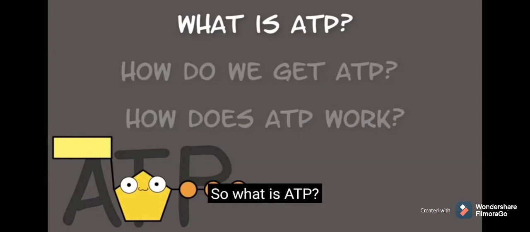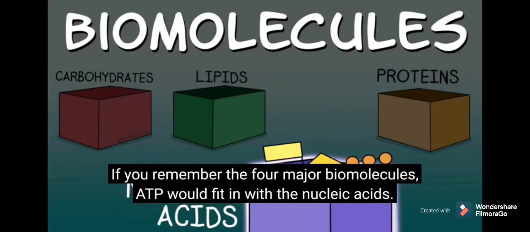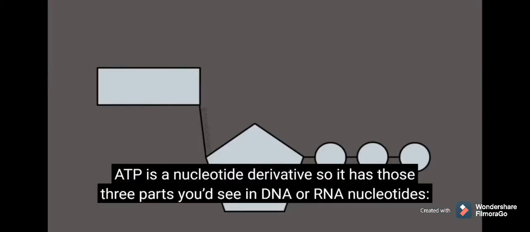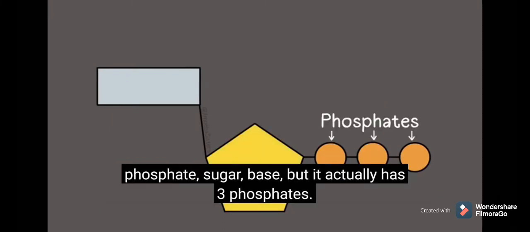So what is ATP? If you remember the four major biomolecules, ATP would fit in with the nucleic acids. Yes, like DNA and RNA. ATP is a nucleotide derivative, so it has those three parts you see in a DNA or RNA nucleotide: phosphate, sugar, base, but it actually has three phosphates.